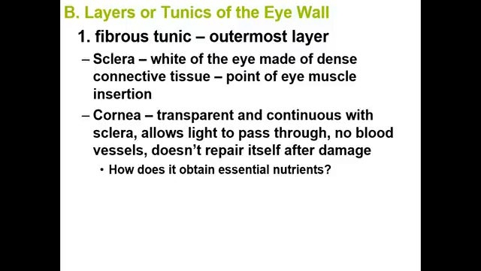But another question is, if it doesn't have a blood supply and it can't repair itself, where does it obtain the essential nutrients, because it is living tissue? And the answer is tears. Tears are what are going to supply your corneas with the essential nutrients.